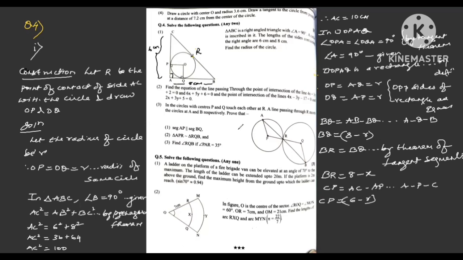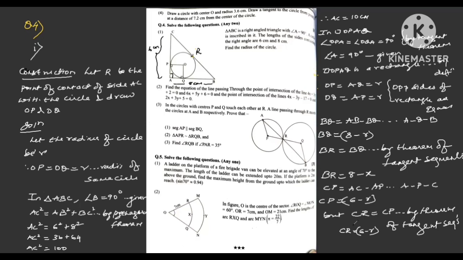But once I know CP, what will you get, son? From CP you will get CR. CR equal CP by theorem of tangent segments. So what will happen, children? You can see therefore CR equal 6 minus R.